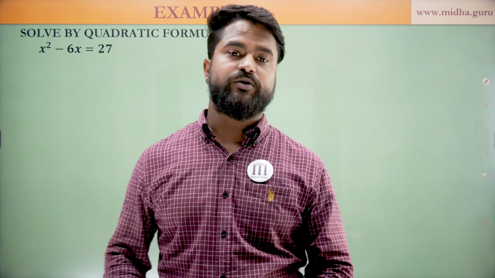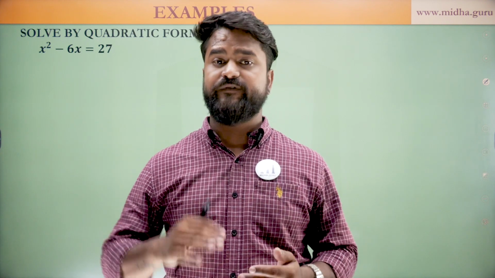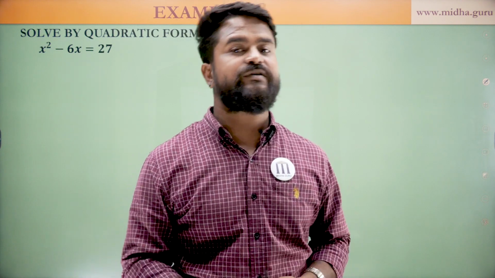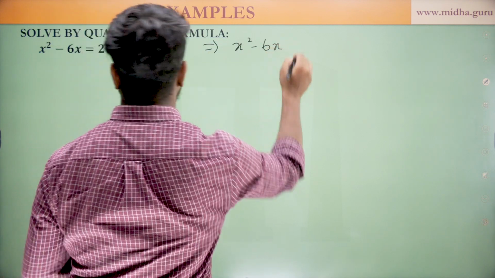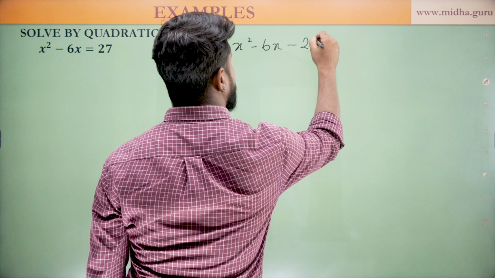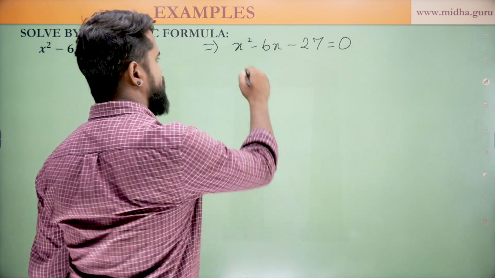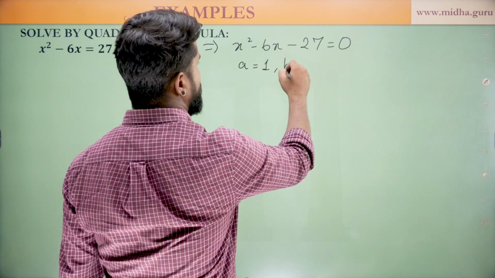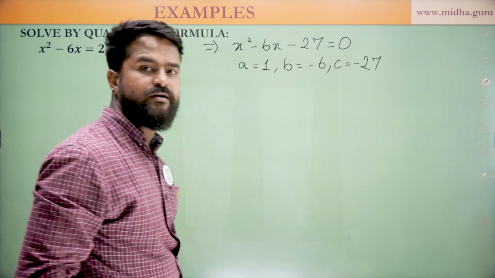For example, the question on the board. It says x square minus 6x is equal to 27. So first things first, the first step that we must do is to place this equation in the standard form. So we can say that it is x square minus 6x, and bringing 27 also to the other side, it becomes minus 27 is equal to 0. So now a is, again, if there is nothing, a is not 0, it's 1. B is equal to minus 6 and C is equal to minus 27.